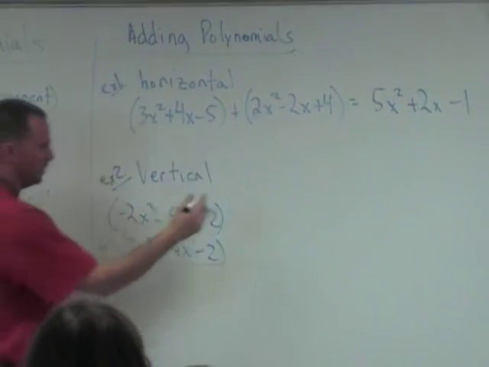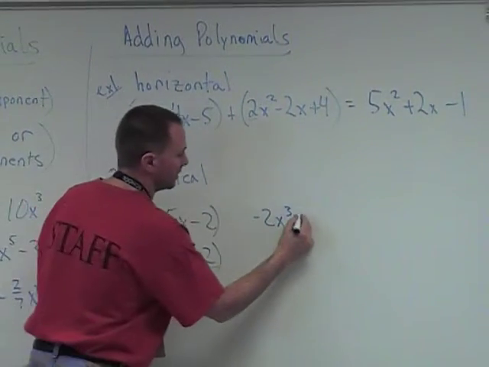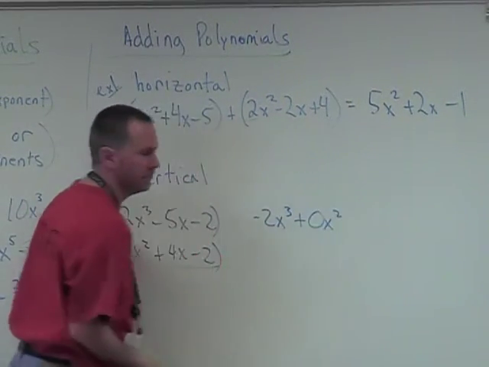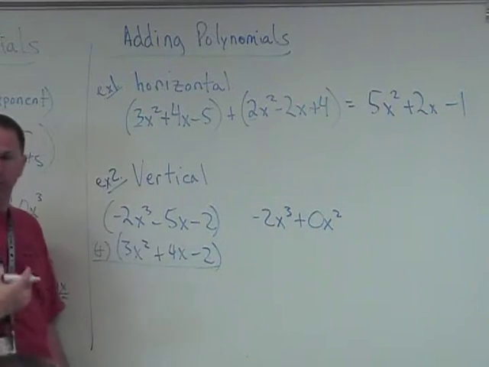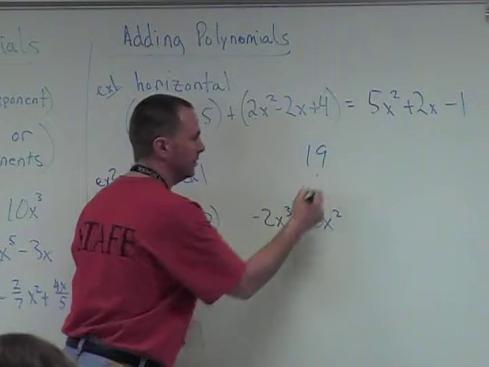Does everybody see that? Alright, so this is how I like to do it. The cube is the biggest, so I'm going to put this furthest left. I don't have an x squared, so it's a placeholder. It's like you don't write 1009 like this, do you?